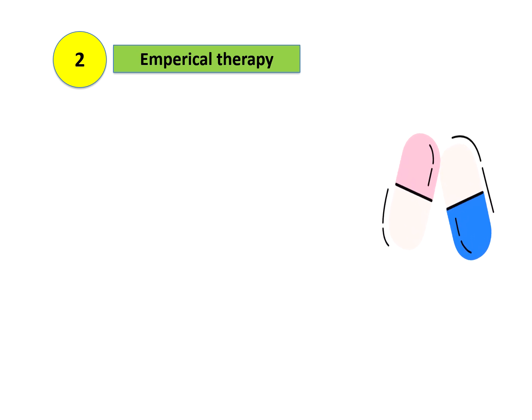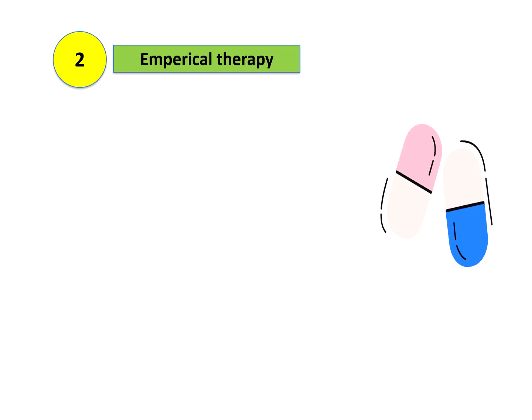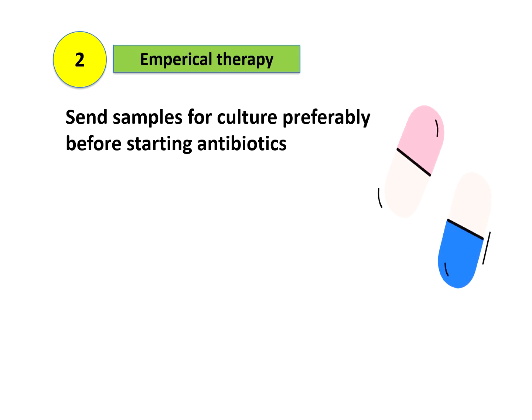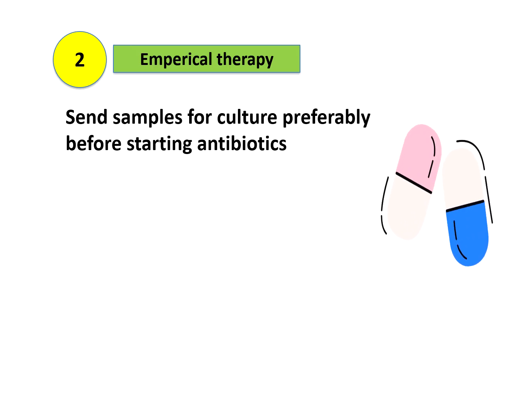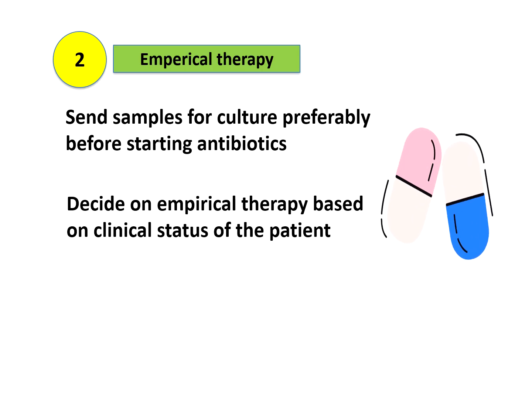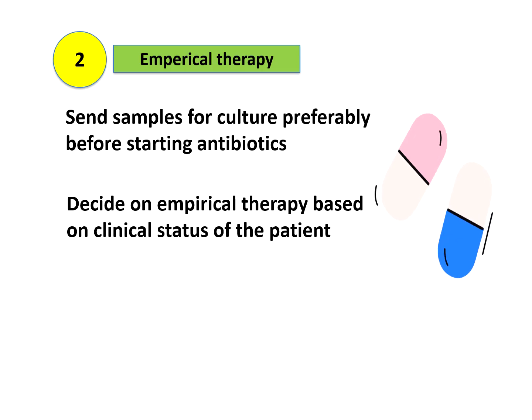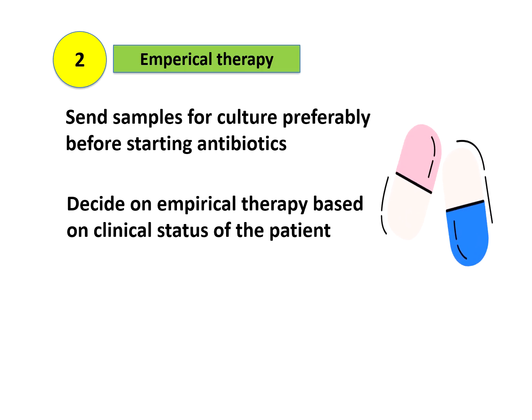To overcome the crisis, we should start some antibiotic. So first of all, what should we do? We should send the samples for culture before starting antibiotic therapy. Now, to overcome the crisis of the clinical situation, to treat the acute crisis of infective syndromes, we should blindly treat the patient with some antibiotic based on the clinical status of the patient.